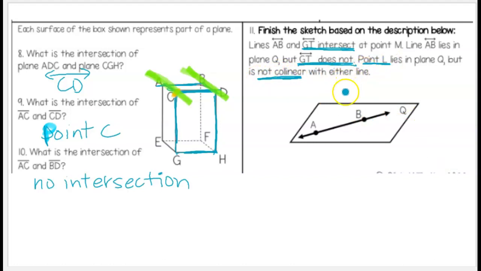All right, so I have my line GT. It intersects AB, but it's not in the plane. So I'm going to draw it coming through my plane like this. It is intersecting line AB, and this is GT. It intersects at point M here, at point M. And then point L lies in plane Q, but it's not collinear. So I just need to put L somewhere else, not in line with the others.